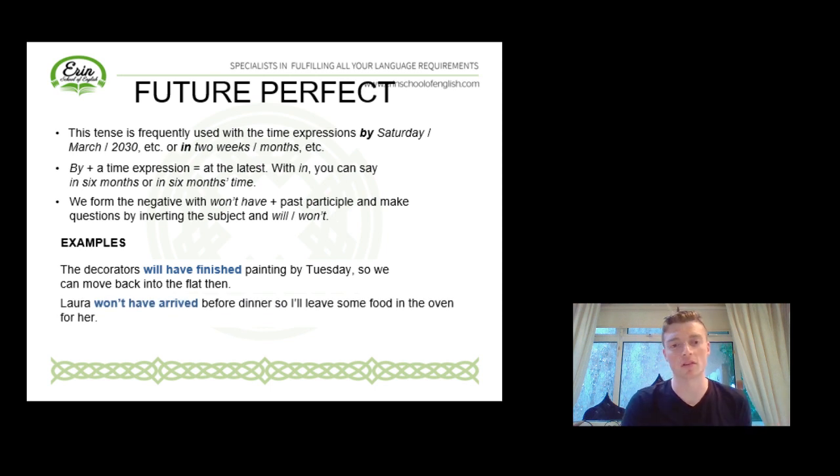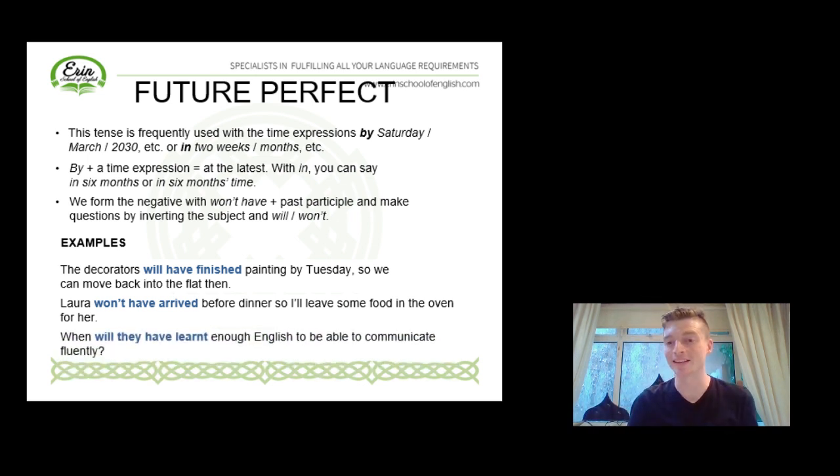Here's a negative example. Laura won't have arrived before dinner, so I'll leave some food in the oven for her. In this case, the action of Laura arriving won't be complete. The time in the future we're referring to is just dinner time in this sentence. Finally, an example of a question. When will they have learned enough English to be able to communicate fluently? So you can see, once again, all we do to form a question is just invert will and the subject. When will they have learned instead of they will have learned.